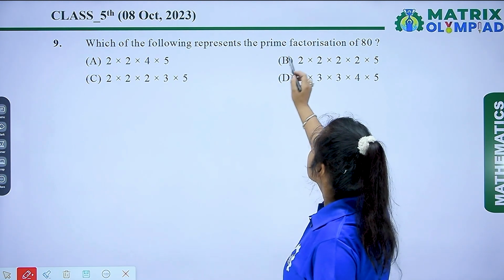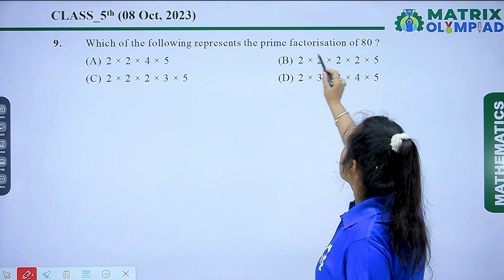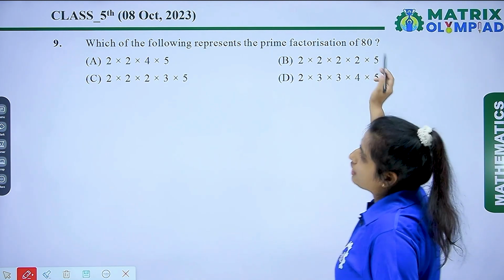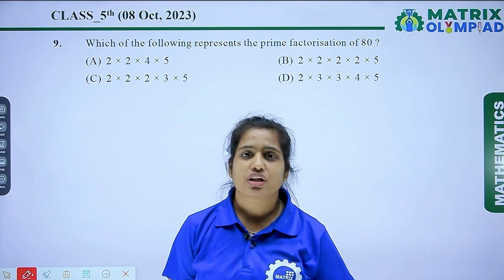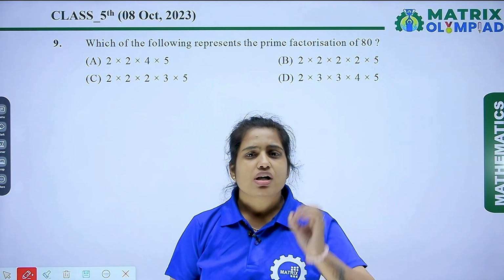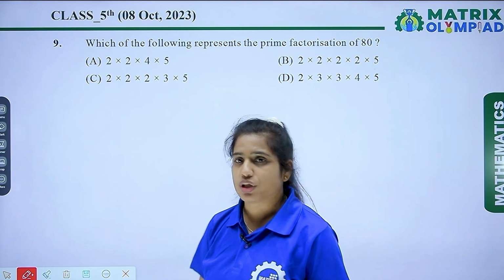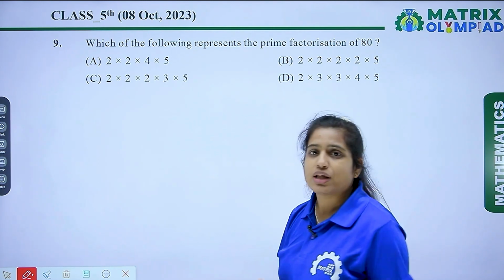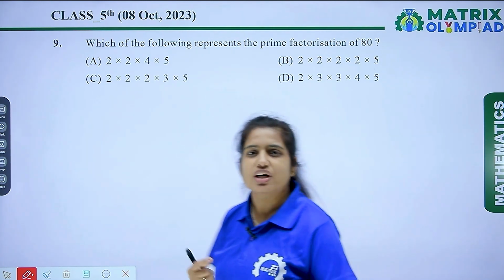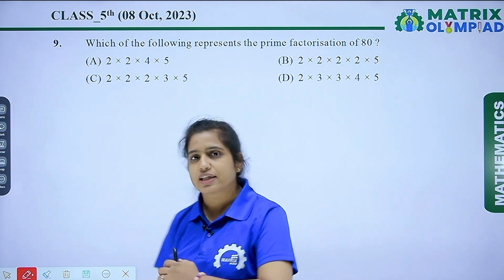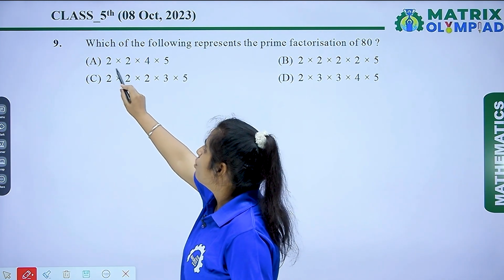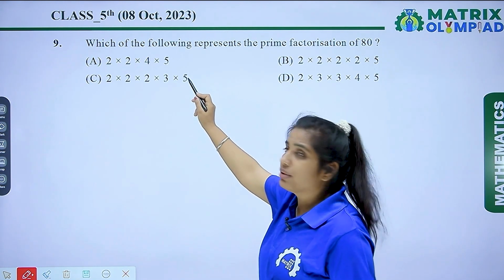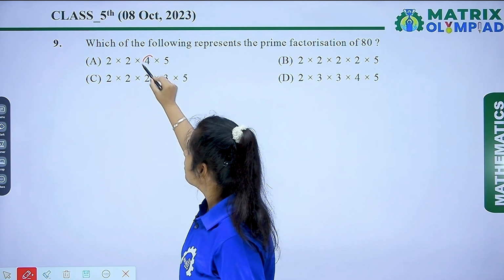Which of the following represents the prime factorization of 80. हमें 80 का प्राइम फैक्टराइजेशन बताना है. प्राइम फैक्टराइजेशन के लिए एक हिंट आपके पास होनी चाहिए कि सारे नंबर आपके पास प्राइम होंगे, right. तो सबसे पहले तो हम वो ऑप्शन एलिमिनेट कर देते हैं जहां पर प्राइम नंबर आपको नहीं दिखाई दे रहा. तो यहाँ पर आपके पास in option A 2 multiply by 2 multiply by 4 multiply by 5. अब आप देख सकते हैं सारे नंबर प्राइम है but here it is 4.